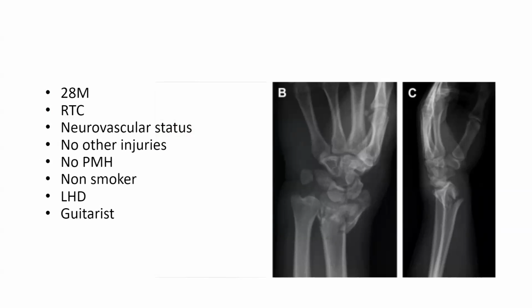So neurovascular status. This patient doesn't have a past medical history. They're a non-smoker. They are left-handed, but they're a guitarist. So for them, this left hand that they have is the really important hand for them. This is the one that they use to pluck strings and make their money. So what do you think the treatment options here are going to be?